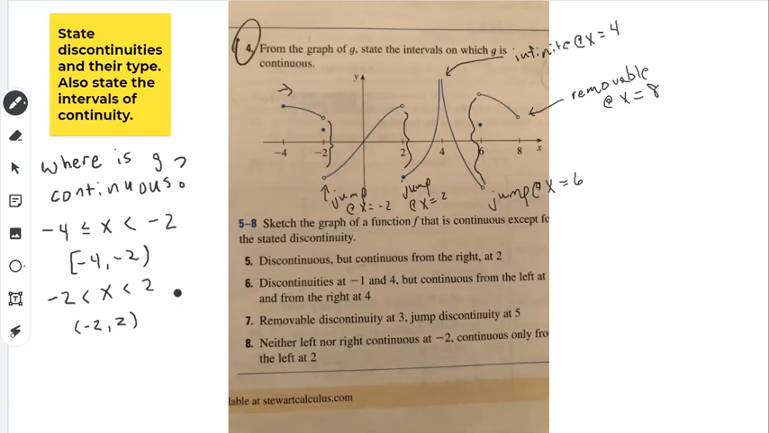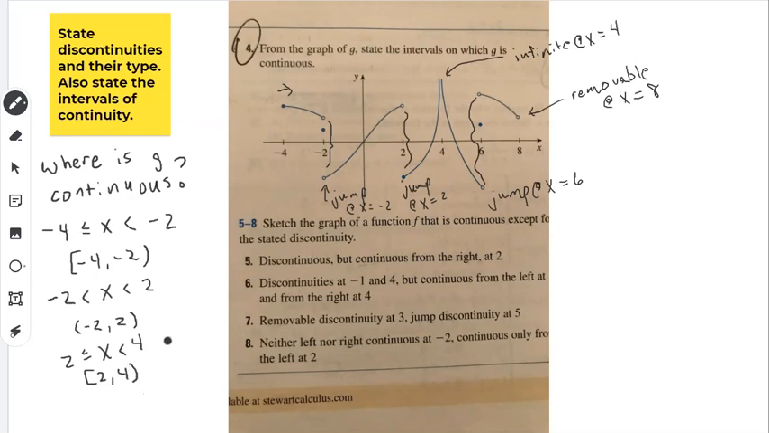And then what's the next interval of continuity? We start at 2. We start at this point down here, right? And then we follow the function up until we get to 4. That's where the vertical asymptote is. So from 2 to 4, we also have continuity. I'll say less than 4 because we don't want to include 4. So the way I would write this is square bracket 2, 4, right parentheses.